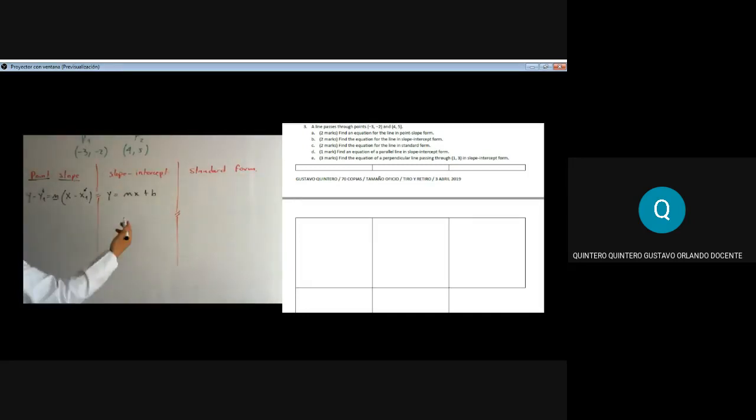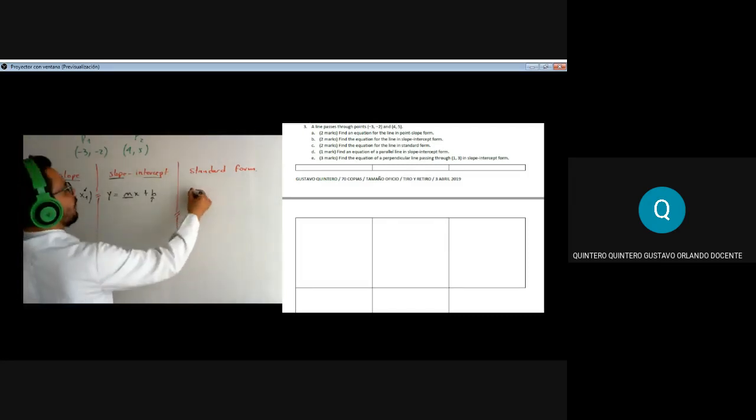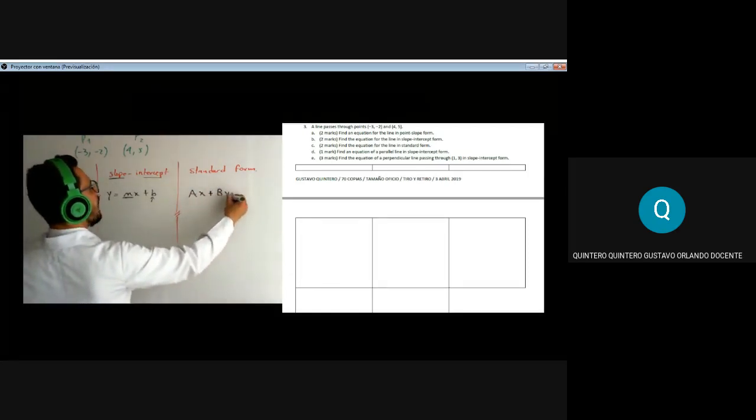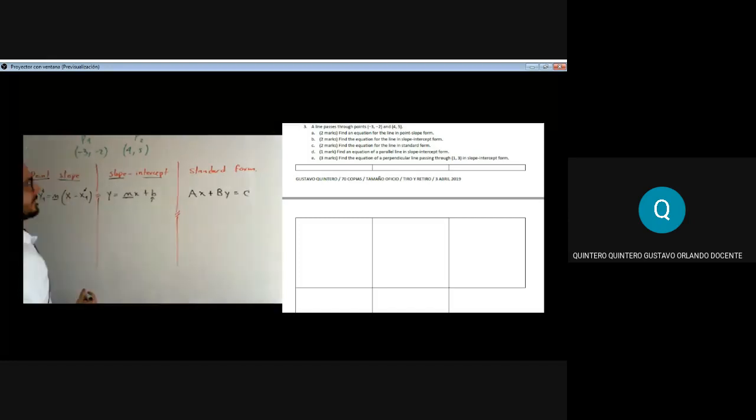This one is different than the slope intercept. The slope intercept is this form, y equals mx plus b. Why is it called the slope intercept? Because over here we're using the slope, which is m, and the intercept, which is b. And the standard form will be the equation ax plus by equals c. That'll be the standard form.